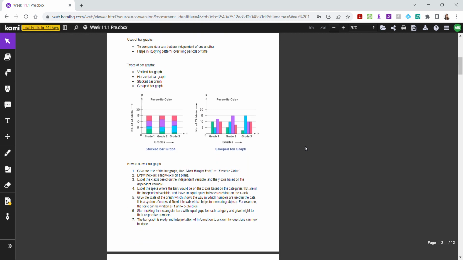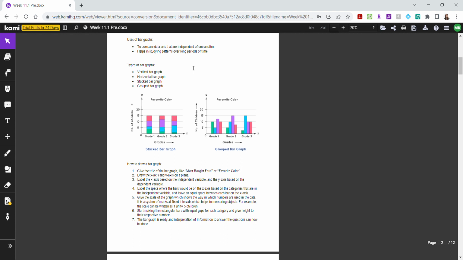Now, some uses of bar graphs: they are used to compare data sets that are independent of each other. And what they mean by independent is that the x and y values, each x value, don't influence each other. And with bar graphs, it helps in studying patterns over long periods of time.